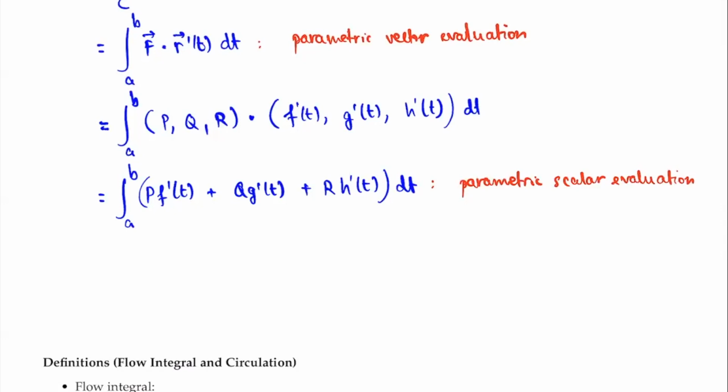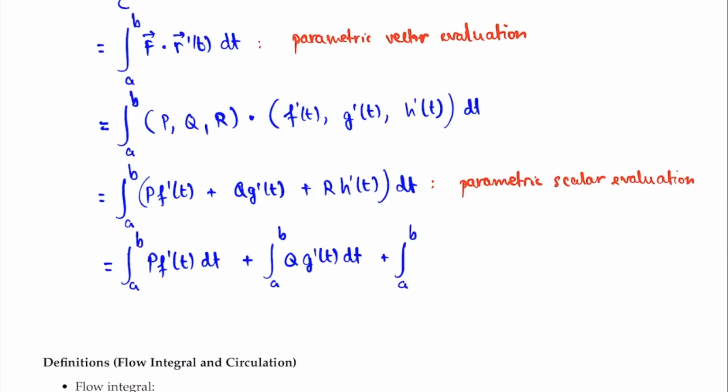Now, from this integral, if you break the big integral down into three smaller integrals in terms of f prime dt, g prime dt, and h prime dt, then you can have a different formula with a different name. So I'm going to rewrite this formula as the integral from a to b of P times f prime of t dt plus the integral from a to b of Q times g prime of t dt plus the integral from a to b of R times h prime of t dt.